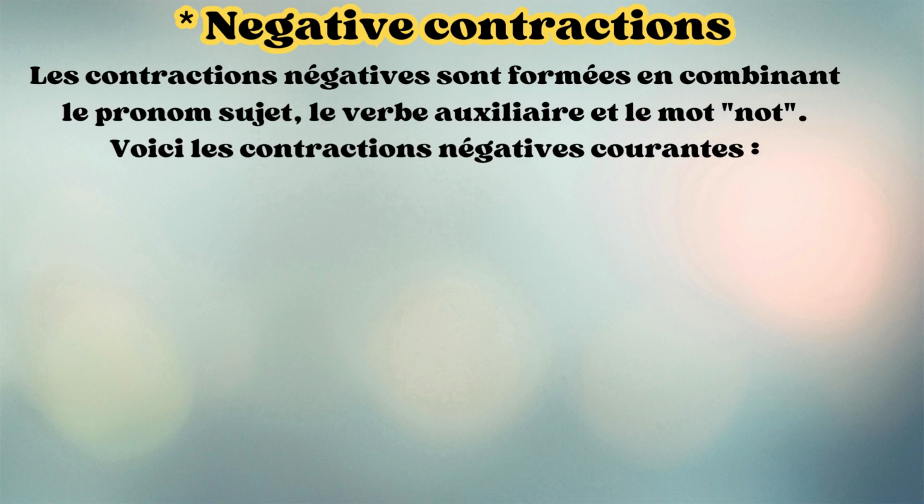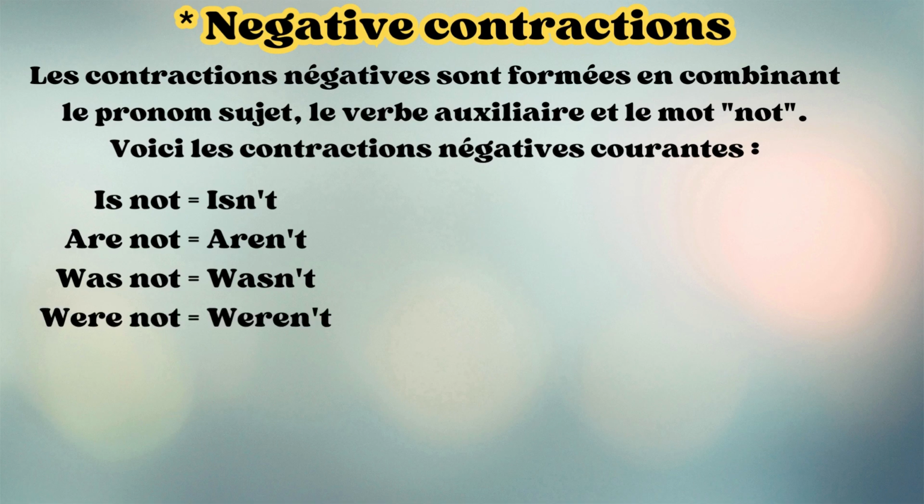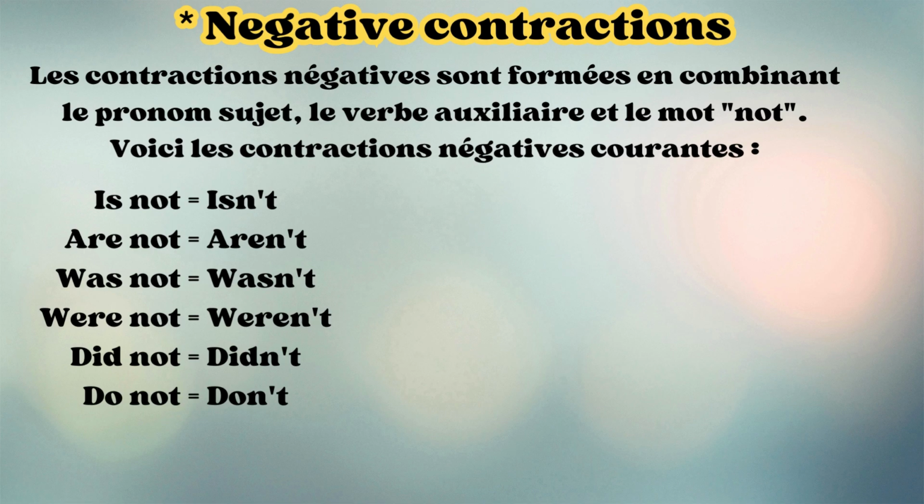Les contractions négatives. Les contractions négatives sont formées en combinant le pronom sujet, le verbe auxiliaire et le mot hôte. Voici les contractions négatives courantes. Is not, Isn't. Are not, Aren't. Was not, Wasn't. Were not, Weren't. Did not, Didn't. Do not, Don't. Does not, Doesn't.